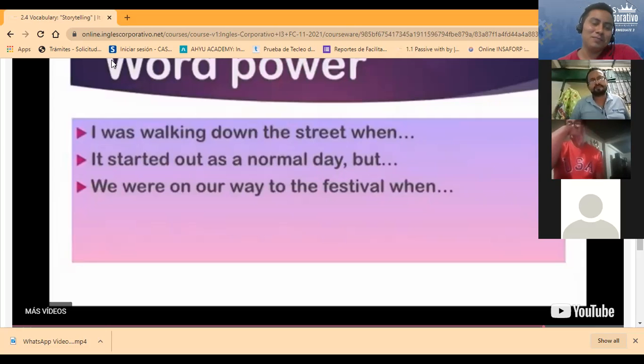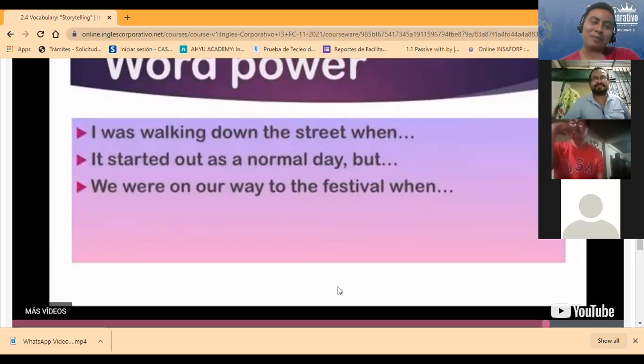Let's try to see which one best fits in these sentences. I was walking down the street when... and you use one of the adverbs previously given. I'm going to give you 1 minute to write this because I want to show you the adverbs in case you don't have them.